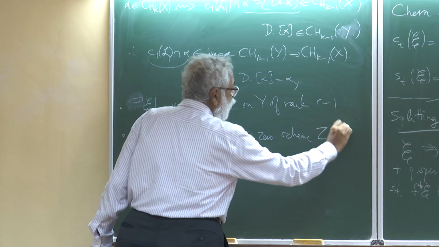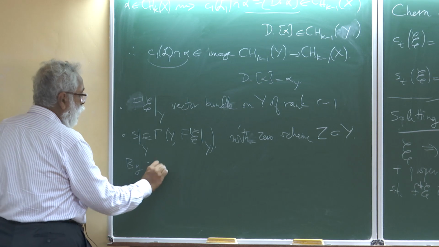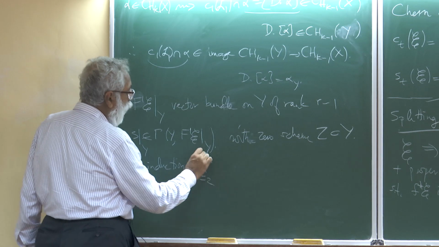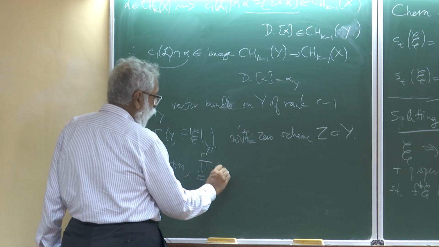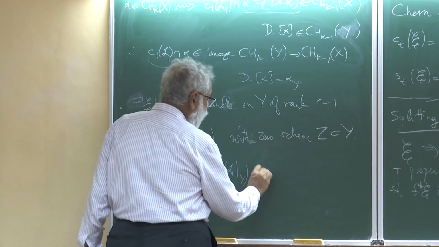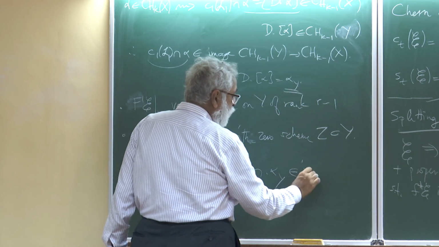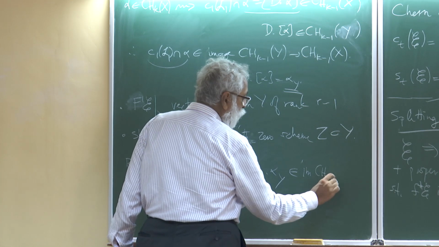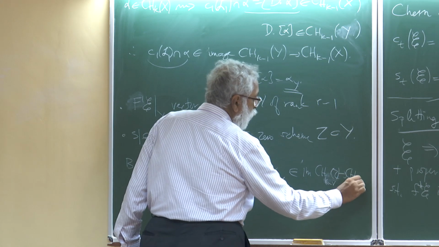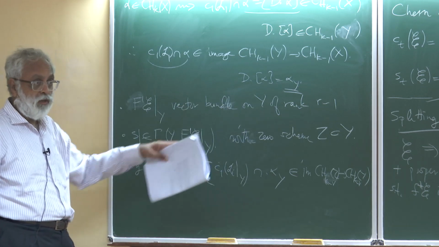the same Z, but now theta is sitting inside Y. And by induction, the product for i equal 2 to R of C1 of Li restricted to Y, by functoriality of Chern classes, cap alpha sub Y, this new thing, belongs to the image of Chow k minus R of Z mapping to Chow k minus R of Y. And now, of course, I pass to X. So the result follows like this.